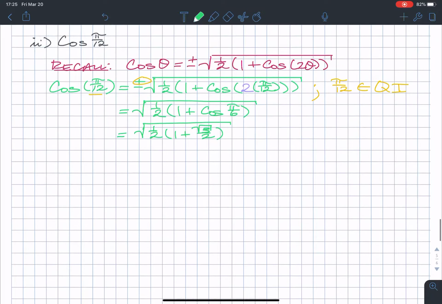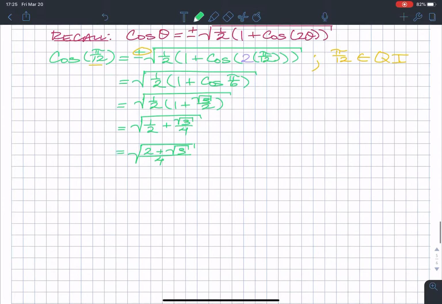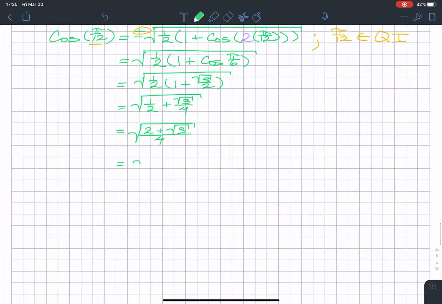Okay, maybe I should have done that, but that's okay. Let's distribute the 1/2 inside. So this becomes 1/2 plus the square root of 3 over 4. So getting a common denominator, this will be the square root of 2 plus the square root of 3 all over 4. But in the denominator, the square root of 4, of course, is 2. So I have the square root of 2 plus the square root of 3 all over 2.